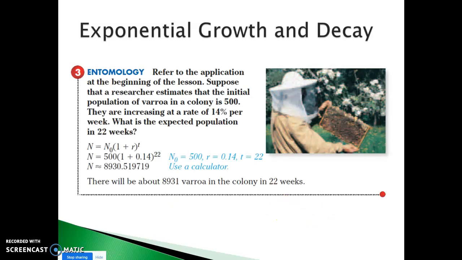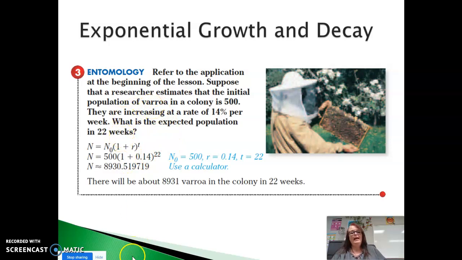So if we take a look at one of the questions from the book, it's talking about beekeeping. And so it says, suppose that the researcher estimates that the initial population of a colony of bees is 500. They're increasing at a rate of 14% per week. So it says, what is the expected population in 22 weeks? So you'll see the initial amount of bees was 500. The rate of increase was 0.14 because that's 14% as a decimal. And the number of time periods, meaning the number of weeks in this case, is 22.